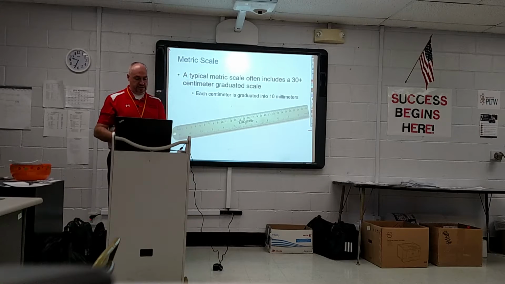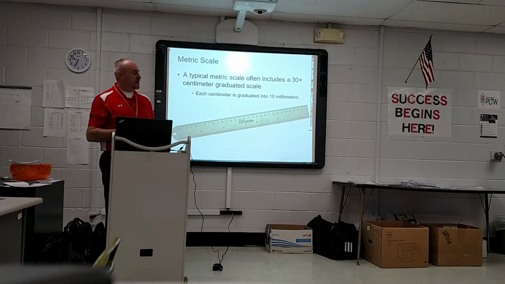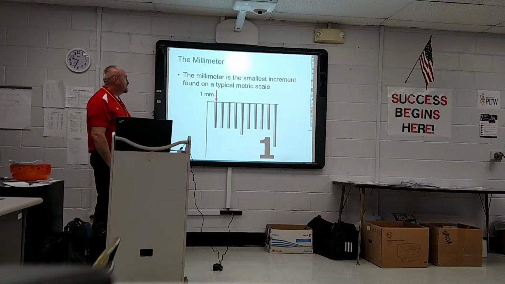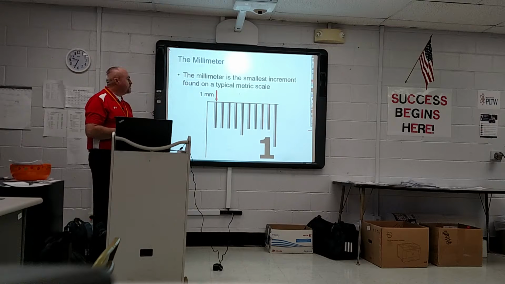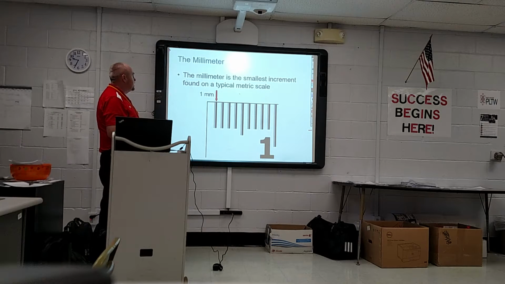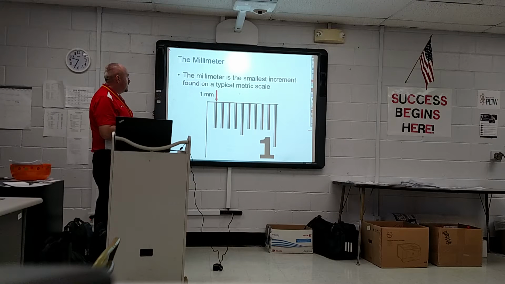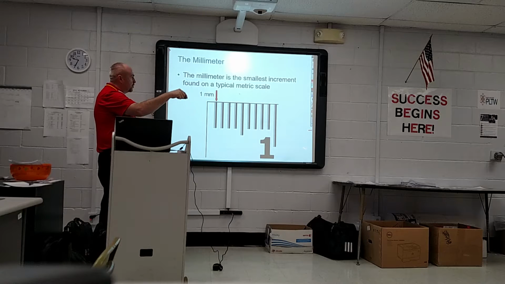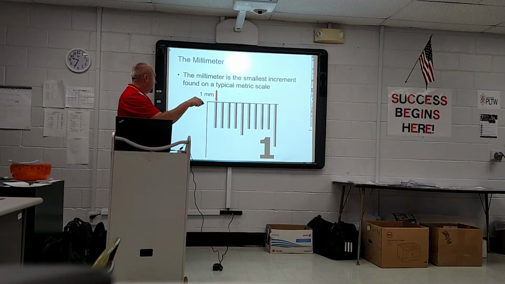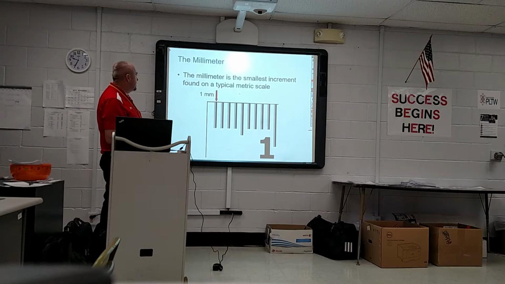And you're going to get a chance in just a moment to read this and look at a couple of examples. As we go through this particular PowerPoint, it's going to break it down for you and show you what I just said by putting some arrows here. I just told you that the slashes that were between 0 and 1, or 1 and 2, or 3 and 4, and so forth, all of those slashes would be millimeters. And I just told you that there are 10. It says here the millimeter is the smallest increment found on a typical metric scale.